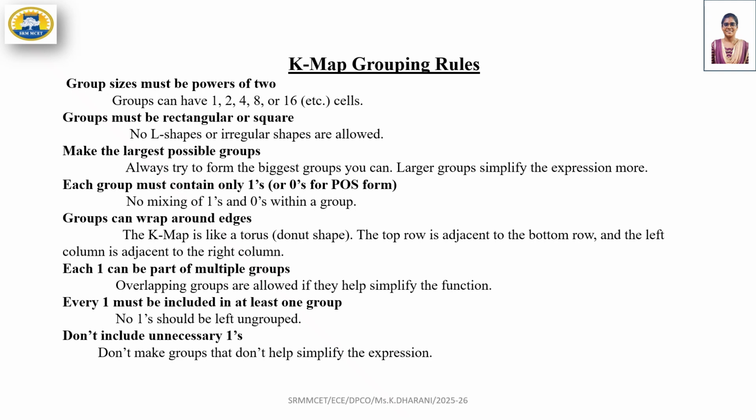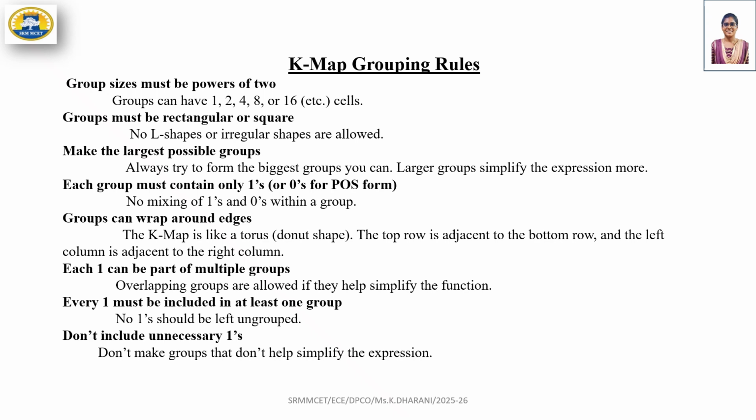Make the largest possible groups to achieve a simple expression. Make sure the largest possible group is formed, and each group must contain ones for SOP or zeros for POS, as we mentioned in the previous slide. Everyone knows the expansion of SOP is sum of products, and POS is product of sums. Groups can wrap around the edges: only the top and bottom rows, and the left and right columns are adjacent. So we are not supposed to map from the top to the bottom.